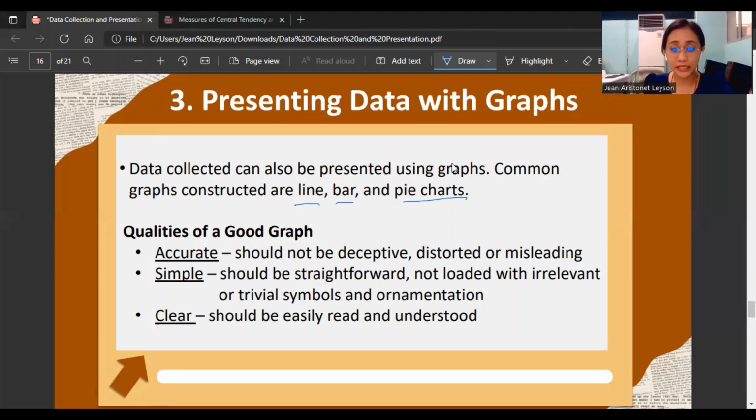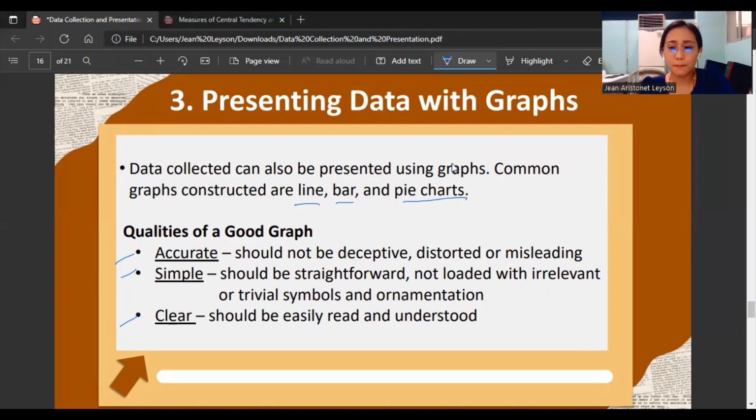So we have here qualities of a good graph. It should be accurate, simple, and clear. Accurate meaning it should not be distorted or misleading, meaning the data being presented should be correct. It should not present any false information. Second is it should be simple. It should be straightforward, not loaded with irrelevant or trivial symbols and ornamentation.